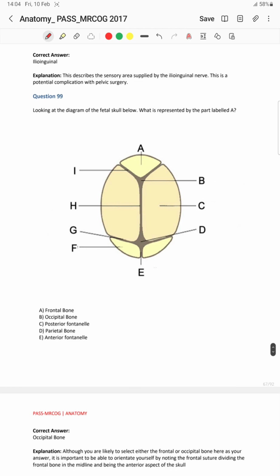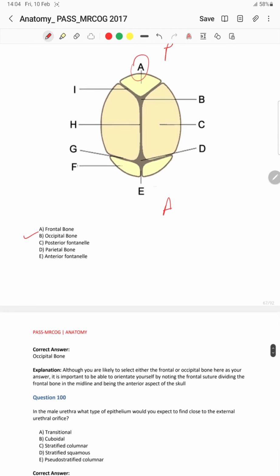Question number 99, look at the diagram of the fetal skull below, and what is the part labelled A? This is the anterior of the head, and this is the posterior of the head. So A is the occiput of the fetal skull, the occipital bone. In the previous session we discussed that this is the lambdoid suture, this is the sagittal suture, this is the anterior fontanelle, and these are the frontal bones.